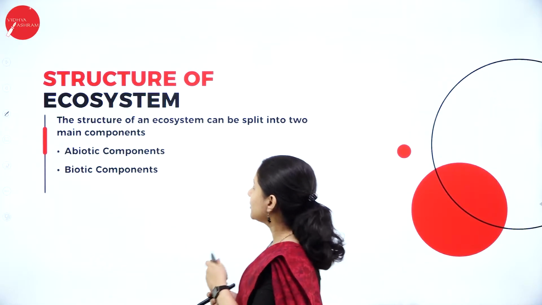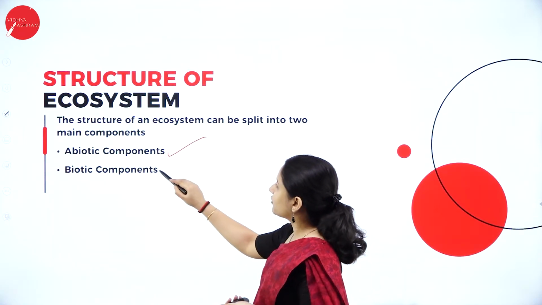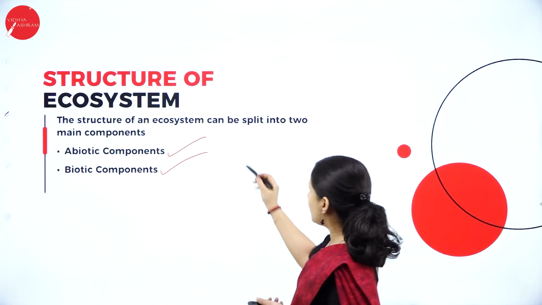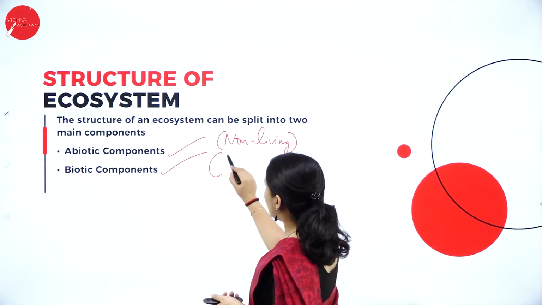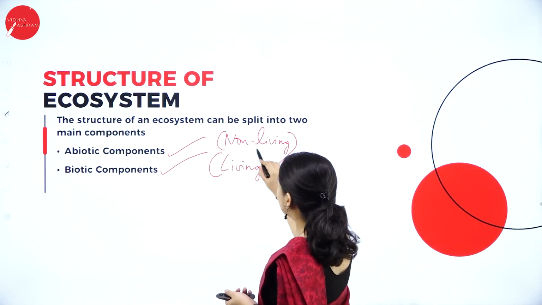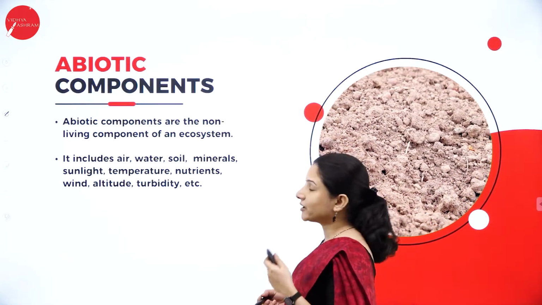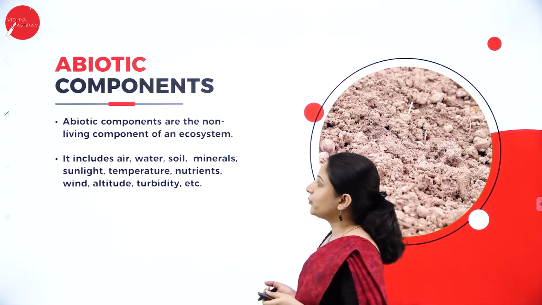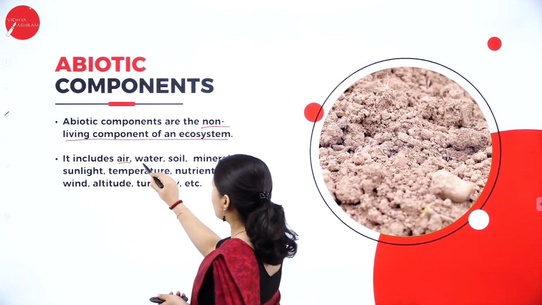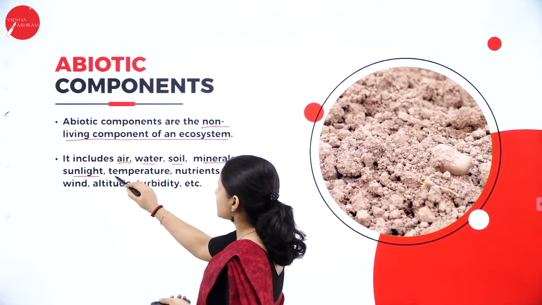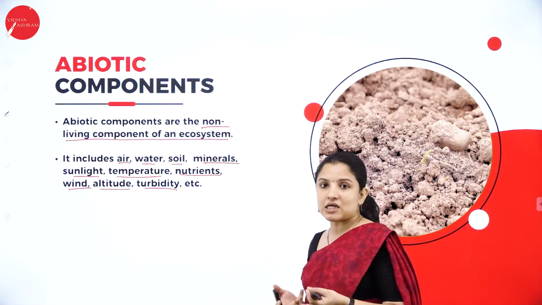First, talking about the structure of an ecosystem, I told you it is split into two main components, the abiotic components and the biotic components. Abiotic components are the non-living components and the biotic components are the living components which have life. Let's look into what the abiotic components are and what their role is in the ecosystem. Abiotic components are the non-living components of an ecosystem such as air, water, soil, minerals, even sunlight, temperature, nutrients, the wind, the altitude, turbidity. Now, how are all these interconnected?